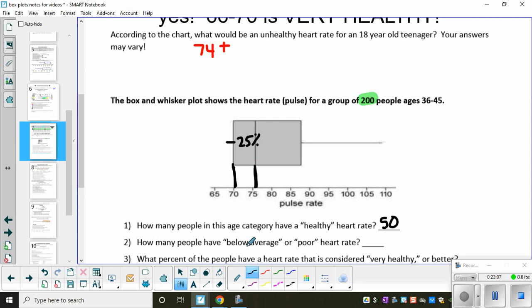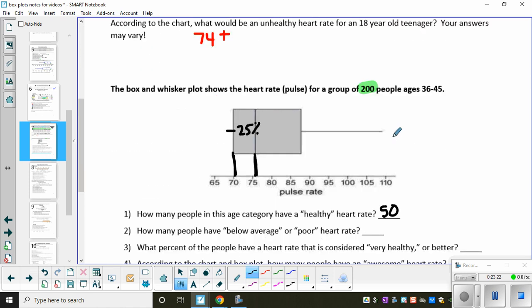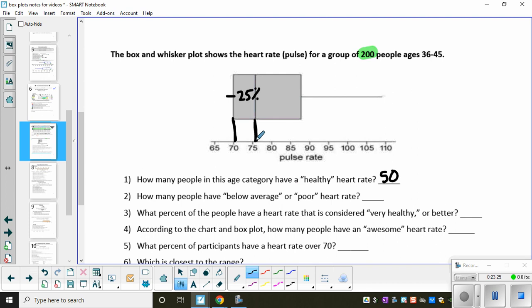All right, how many people have a below average or poor heart rate? So up here, below average or poor basically puts you at anything that's 76 or higher. If your heart rate is 76 beats per minute or higher, then you are in bad health. So I'm going to find right there, that's the 76 right here. So anybody who is higher than that on my box plot is in bad health. In the box plot, I can see that this is the median. So I've got this chunk of data, the 25%, and this chunk of data. So there's 50% of my data in here. So half the people. Half of 200 people is 100 people. Okay.